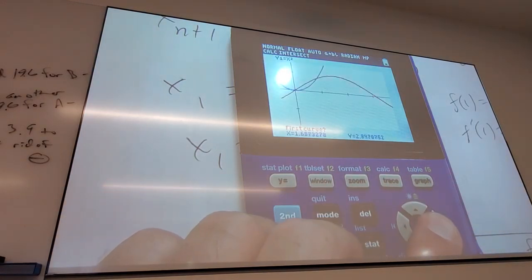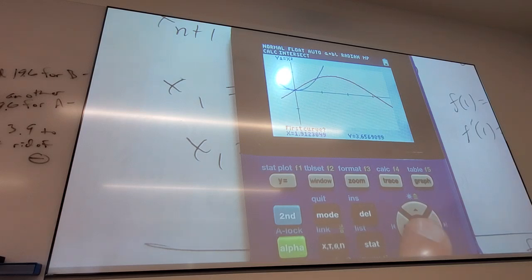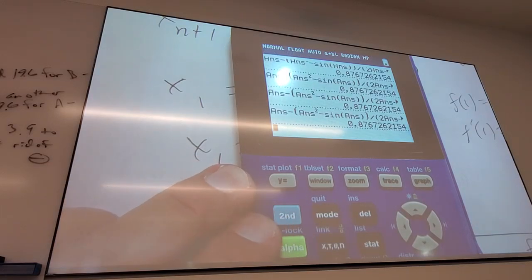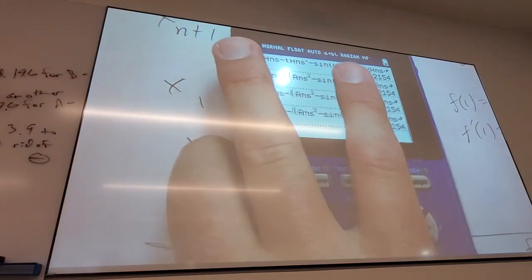Here's a shortcut for using intersection. We're going too far away. It's coming. There it is. Put the cursor right on the answer, enter. Isn't that what we just got? Yes? 8767 and so on? Yes? Okay. I love you guys so much.